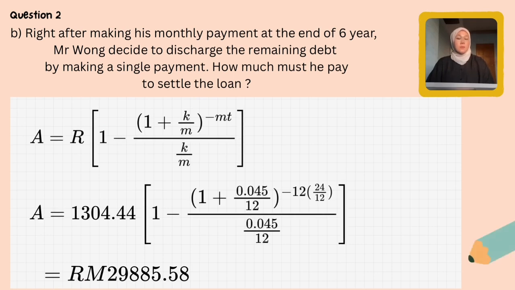Okay, question 2B. Right after making his monthly payment at the end of 6 years, Mr. Wong decided to discharge the remaining debt by making a single payment. How much must he pay to settle the loan? So we're going to use the formula A equals R bracket 1 minus bracket 1 plus k over m close bracket negative mt, and then divided by k over m. And then we're going to substitute the information into the equation. So A equals 1,304.44, bracket 1 minus bracket 1 plus 0.045 over 12 close bracket to the power of negative 12 bracket 24 over 12 and then close bracket, divided by 0.045 over 12, and then we get the final answer, which is 29,885.58.